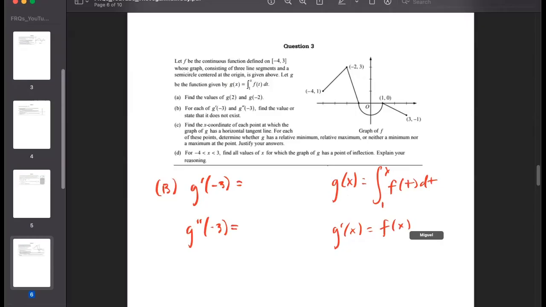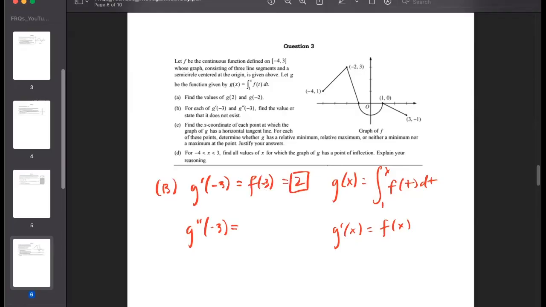This is by the second fundamental theorem of calculus. We just take the derivative of this integral, and we get that g prime is equal to f. So back to the problem in part B, g prime of negative 3 is really just f of negative 3. And we can look at the graph and find that the y value when x is equal to negative 3 is going to be 2.